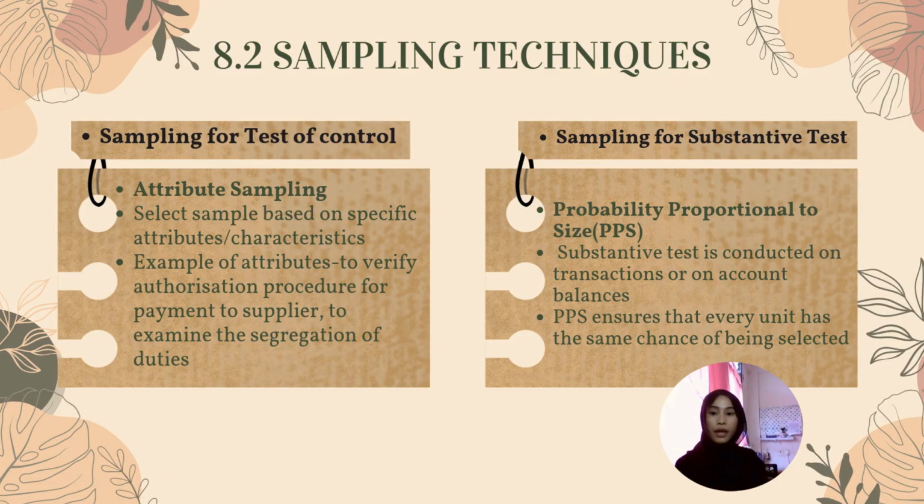For substantive tests, auditors use probability proportional to size, or PPS sampling. This method selects samples based on monetary value, where higher value items have a higher chance of being selected. It is commonly used for testing transactions or account balances, and it helps auditors detect misstatements more effectively.